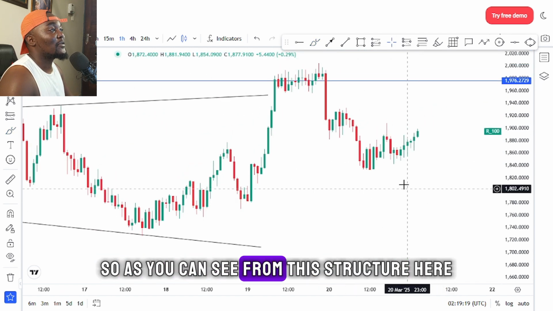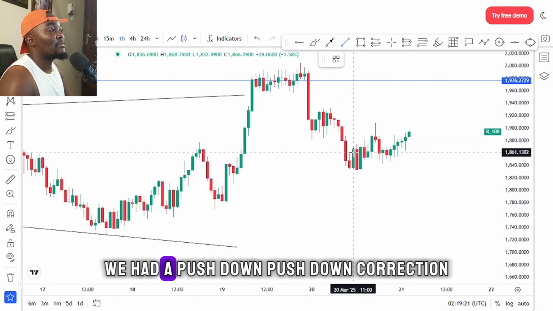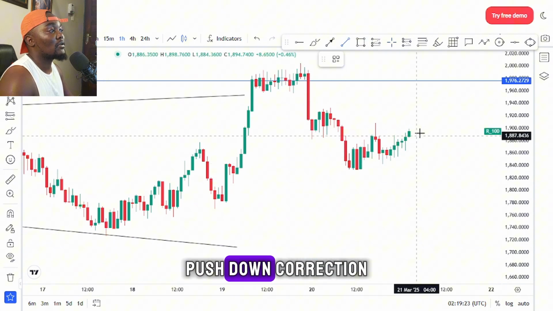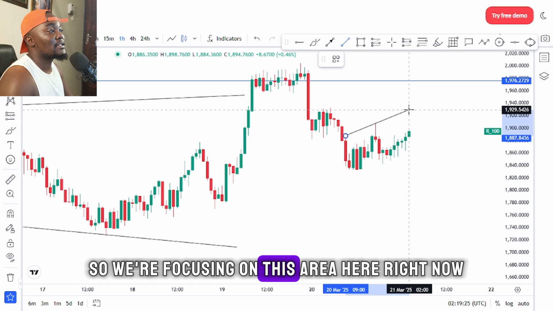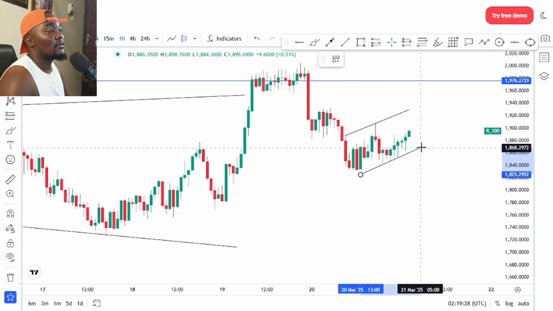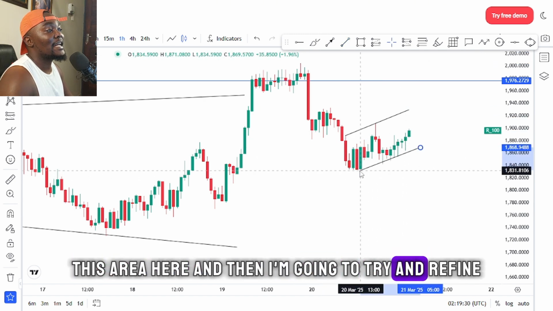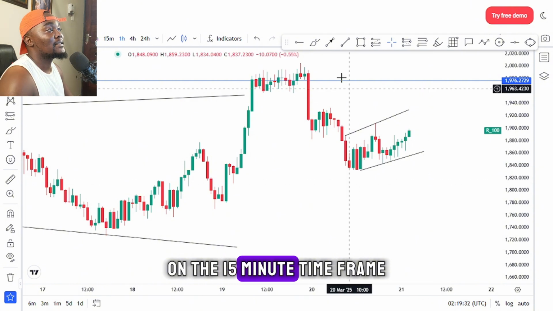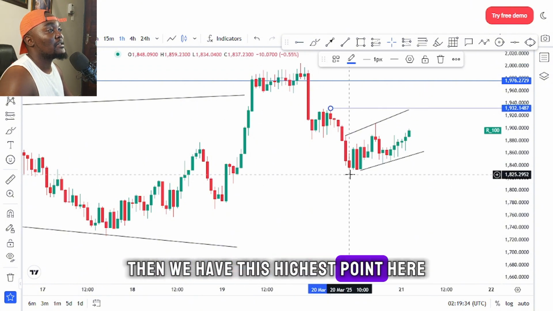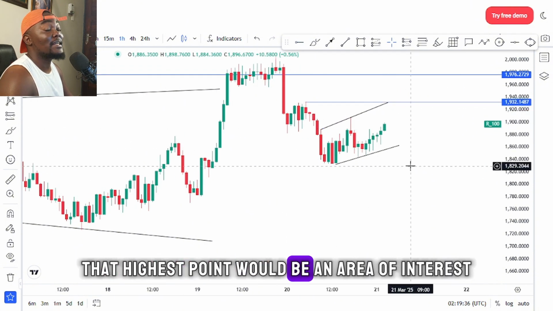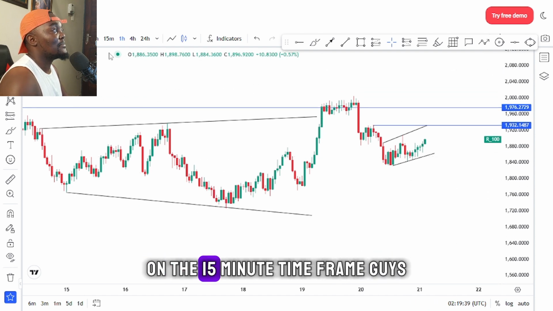So as you can see from the structure here, we had a push down, correction, push down, correction. So we're focusing on this area here right now. And then I'm going to try and refine on the 15-minute time frame. Then we have this highest point here. Obviously that highest point would be an area of interest on the 15-minute time frame, guys.